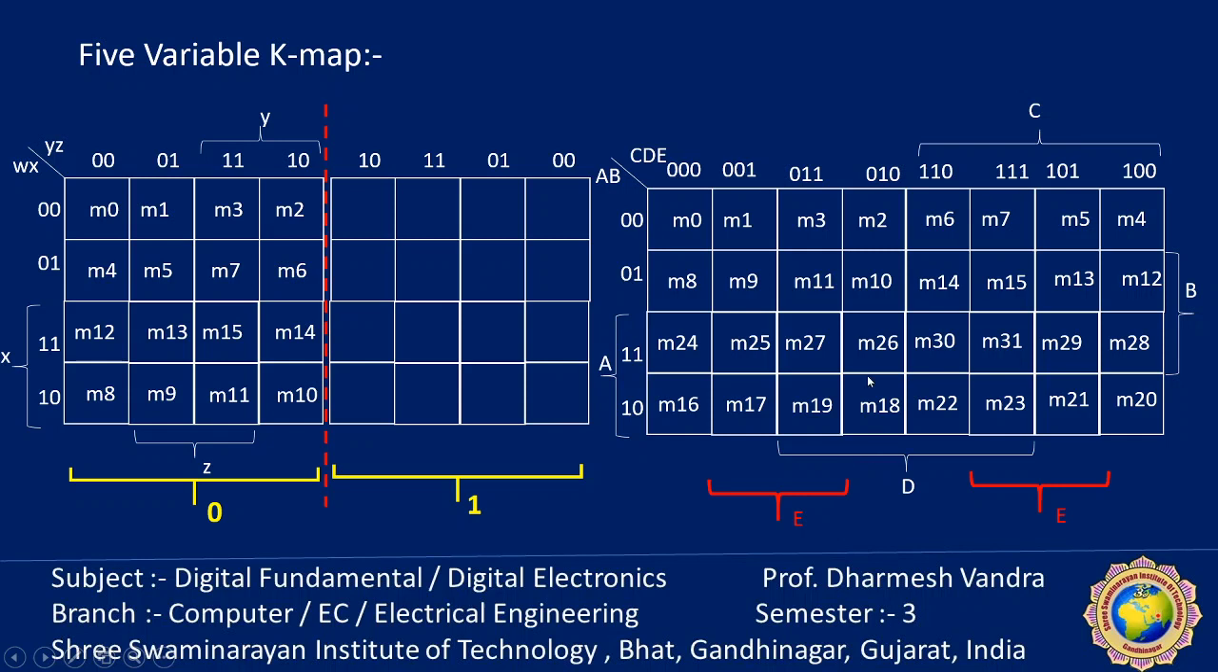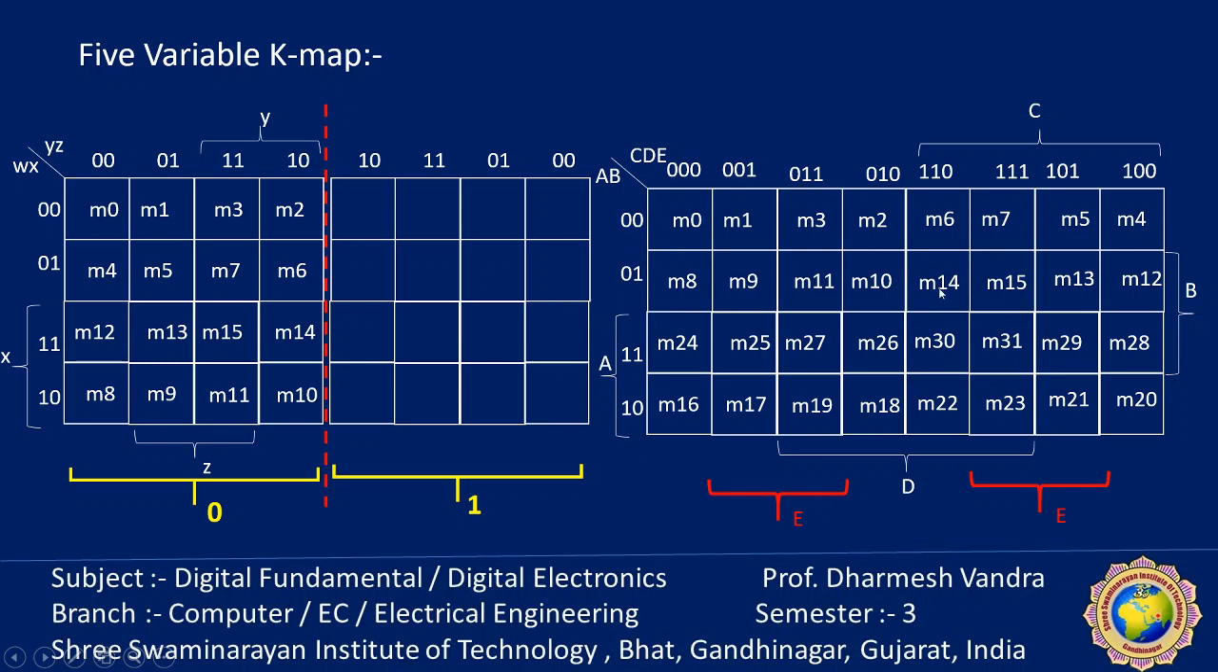M16, 17, 18, 19, 20, 21, 22, 23, 24, 25, minterms 26, 27, 28, 29, 30, and 31.